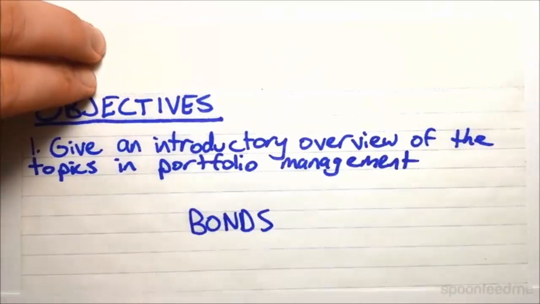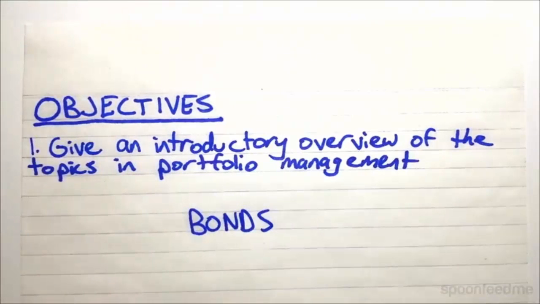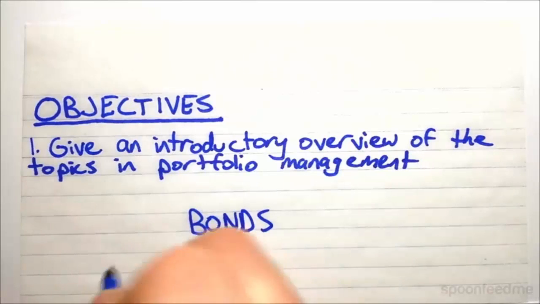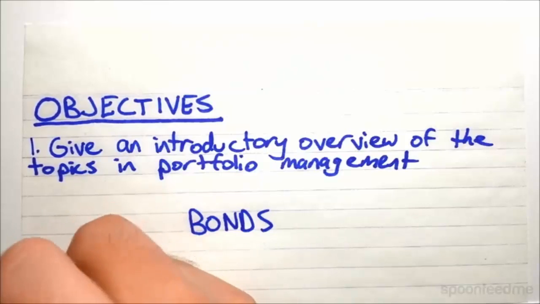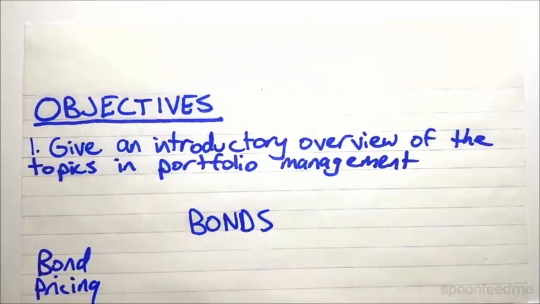So, to start off with, we're going to be having a look at bonds. The very first topic will be bond pricing. And the name pretty much gives it away. We're just going to be looking at how we can actually determine the prices on bonds. And we're also going to be looking at the concept of yield and how we can determine that.